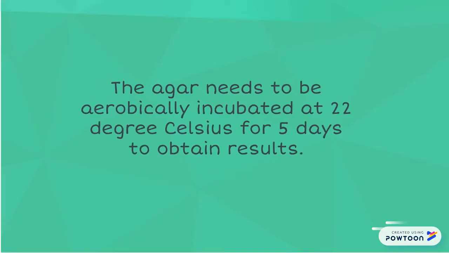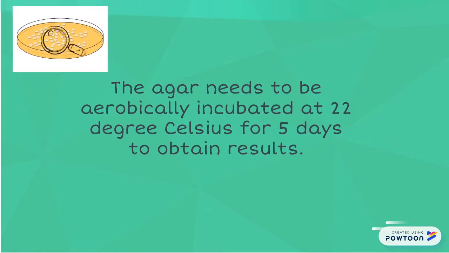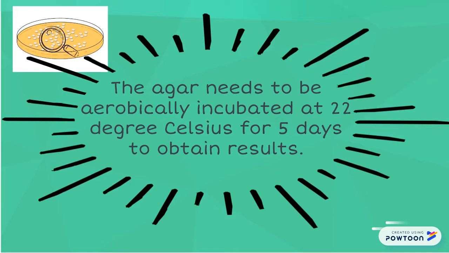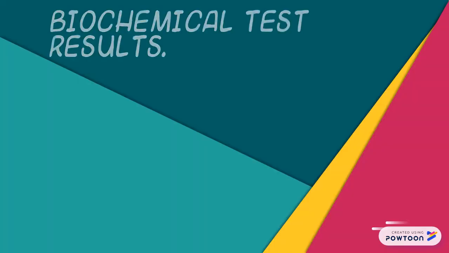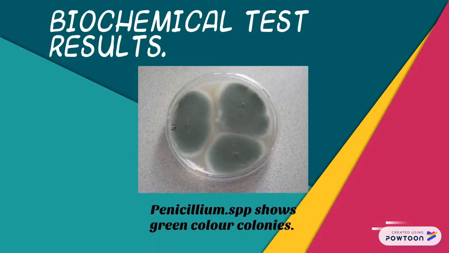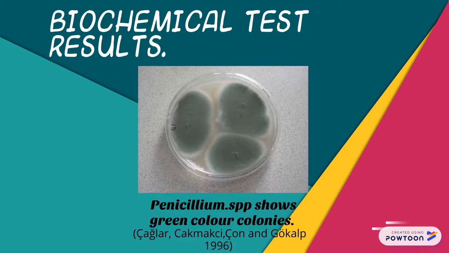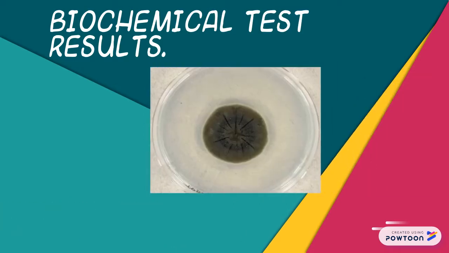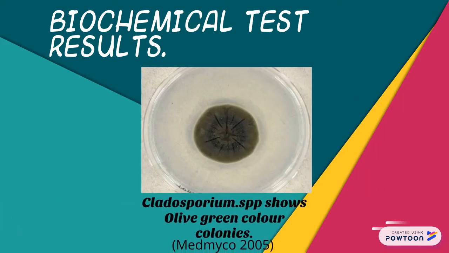In order to obtain results, the agar needs to be aerobically incubated at 22 degrees Celsius for 5 days. The biochemical test results show that green colonies are formed by Penicillium species, whereas Cladosporium species form olive green colonies.